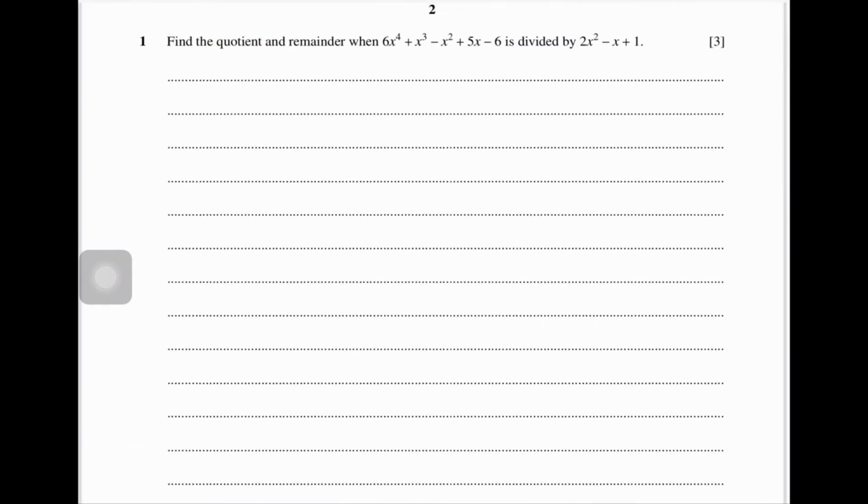Question number 1. Find the quotient and the remainder when 6x to the power of 4 plus x cubed minus x squared plus 5x minus 6 is divided by 2x squared minus x plus 1. So in order to find the quotient and the remainder, for this case we can do the long division.